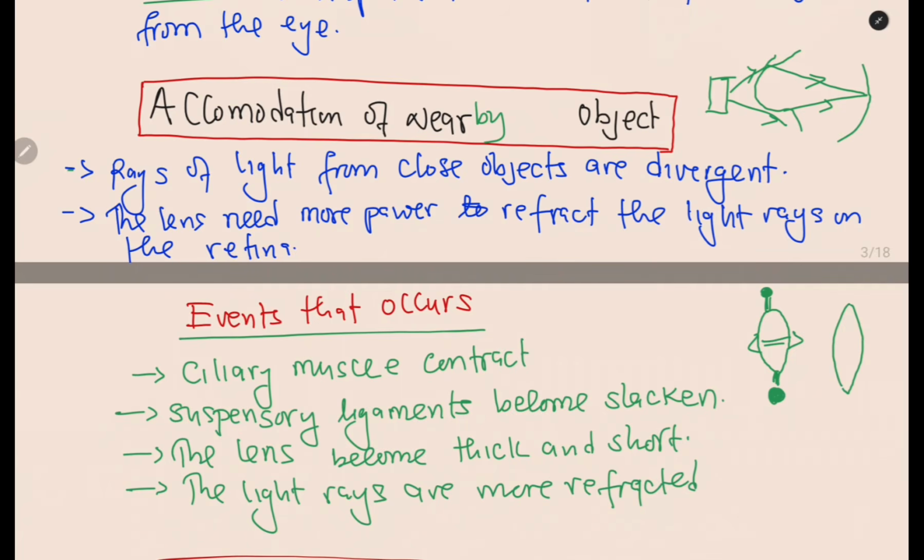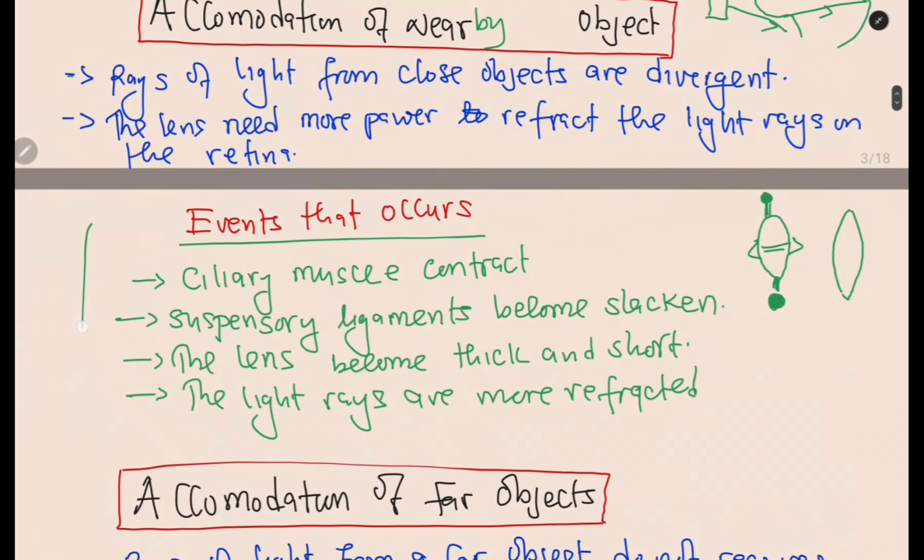So in that case, the ciliary muscles contract and the suspensory ligament becomes slackened. Then what happens to the lens? The lens becomes thick and short. The rays of light are more refracted. That is what happens. Take note, you are going to find a question maybe to explain this, I think that one is coming.